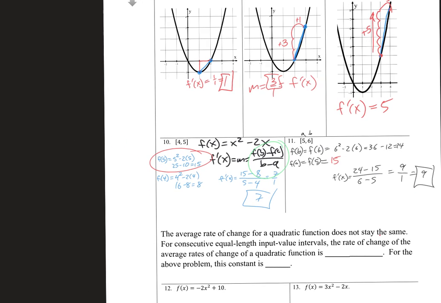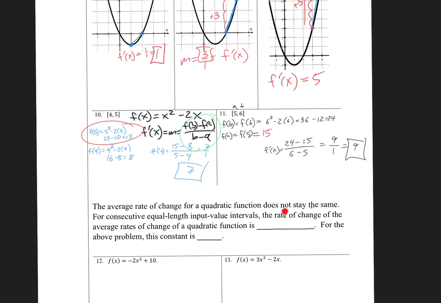So we can say the average rate of change of a quadratic function does not stay the same. It's not like a linear. It changes. For consecutive equal length input values, intervals, so we're doing equal length input values, right? These are all just one apart. The rate of change of the average rates of change of a quadratic function is a constant. This one is 2. We're going to say, but it's a constant. And for the above problem, the constant is 2. It's not always going to be 2, but for this one it is.